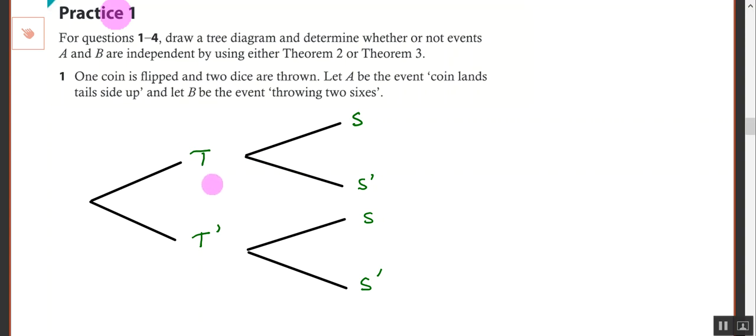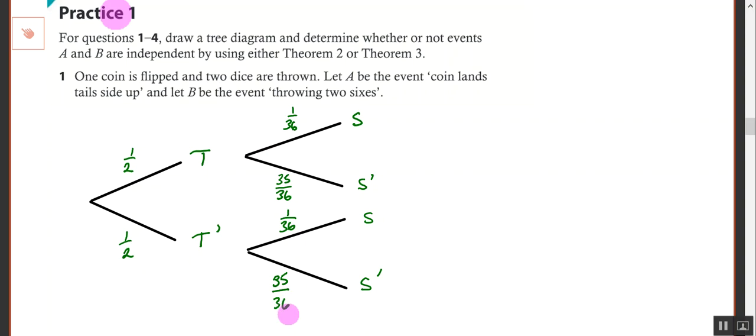So what's the probability of getting tails? Probability of it not being a tail? One out of two. Probability of getting two sixes? 1 from 36. Yeah. Probability of it not being two sixes? 35 from 36. This is still 1 from 36.